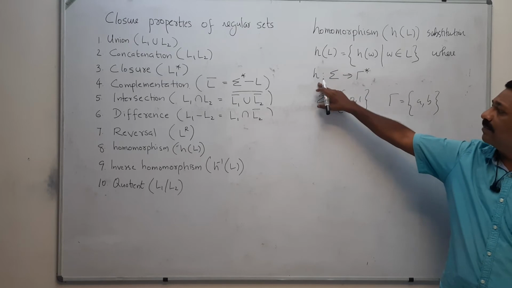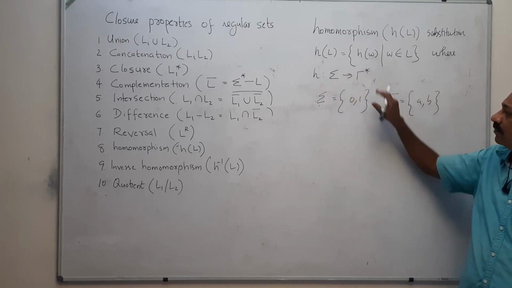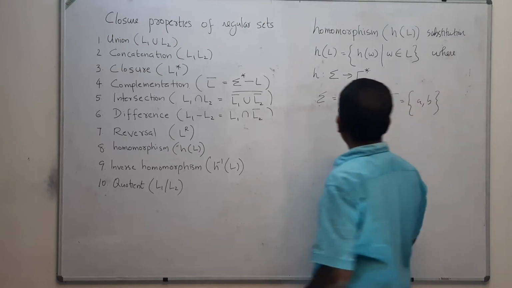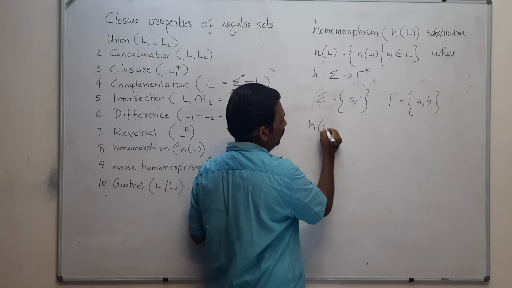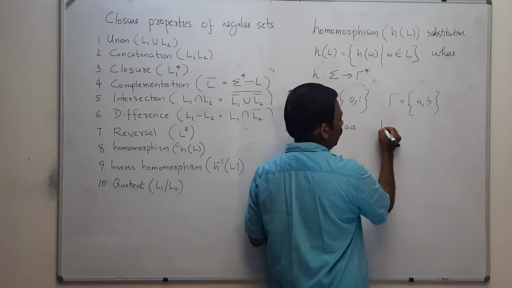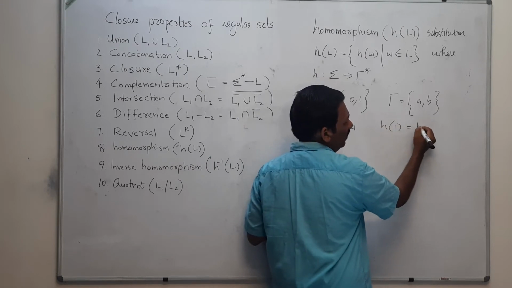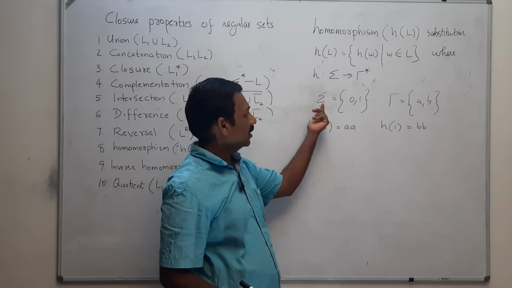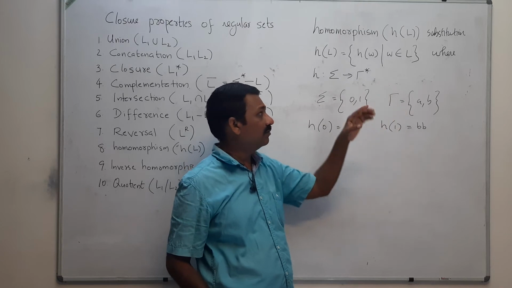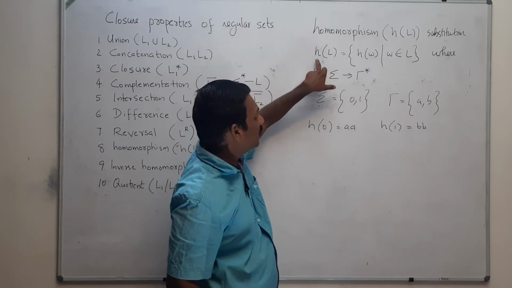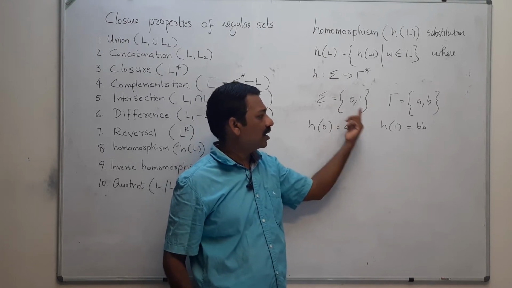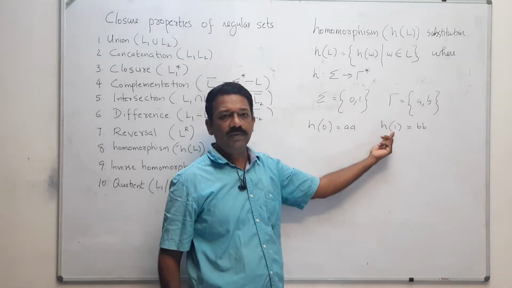That means H is a mapping from sigma to tau star, which means we are going to substitute each 0 with a string. Suppose that the function is like this: H of 0 is equal to say AA, and H of 1 is equal to say BB. That means this homomorphism substitutes AA for 0 and BB for 1. That is the meaning.